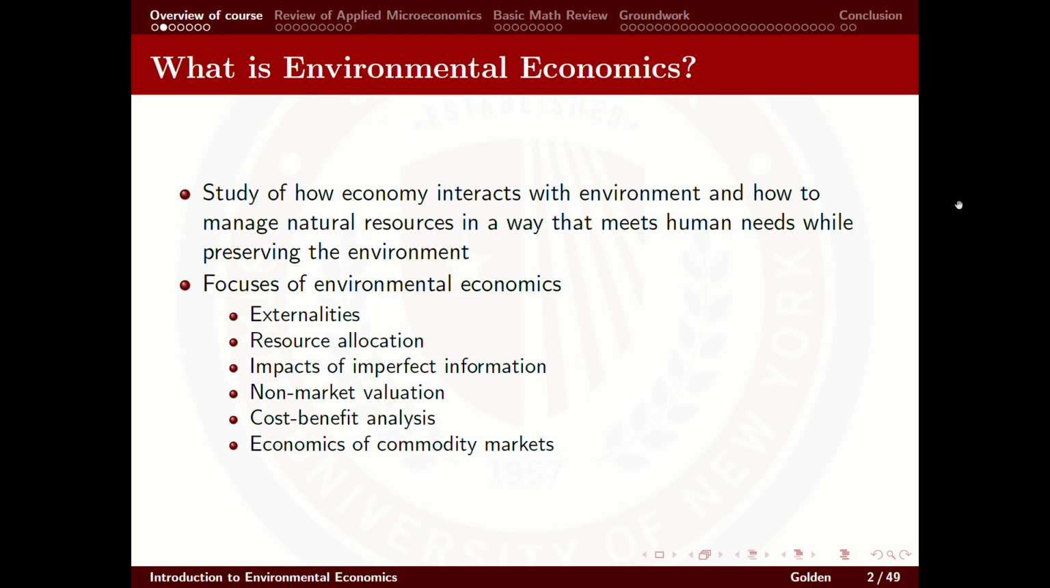And we think about cost-benefit analysis. Environmental economics is a lot about providing you a framework, a way to think about the costs and benefits of climate change, and how to think about making decisions about these very difficult questions.